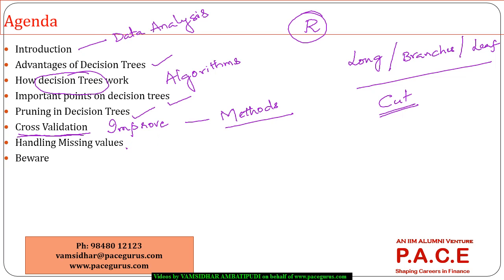Then, what if the data that I have considered has a few missing values? How do I handle them? And finally, I would also talk about some of the places where you need to be cautious when you are working with decision trees, some of the most commonly made mistakes and where you need to be very careful regarding the usage of decision trees.